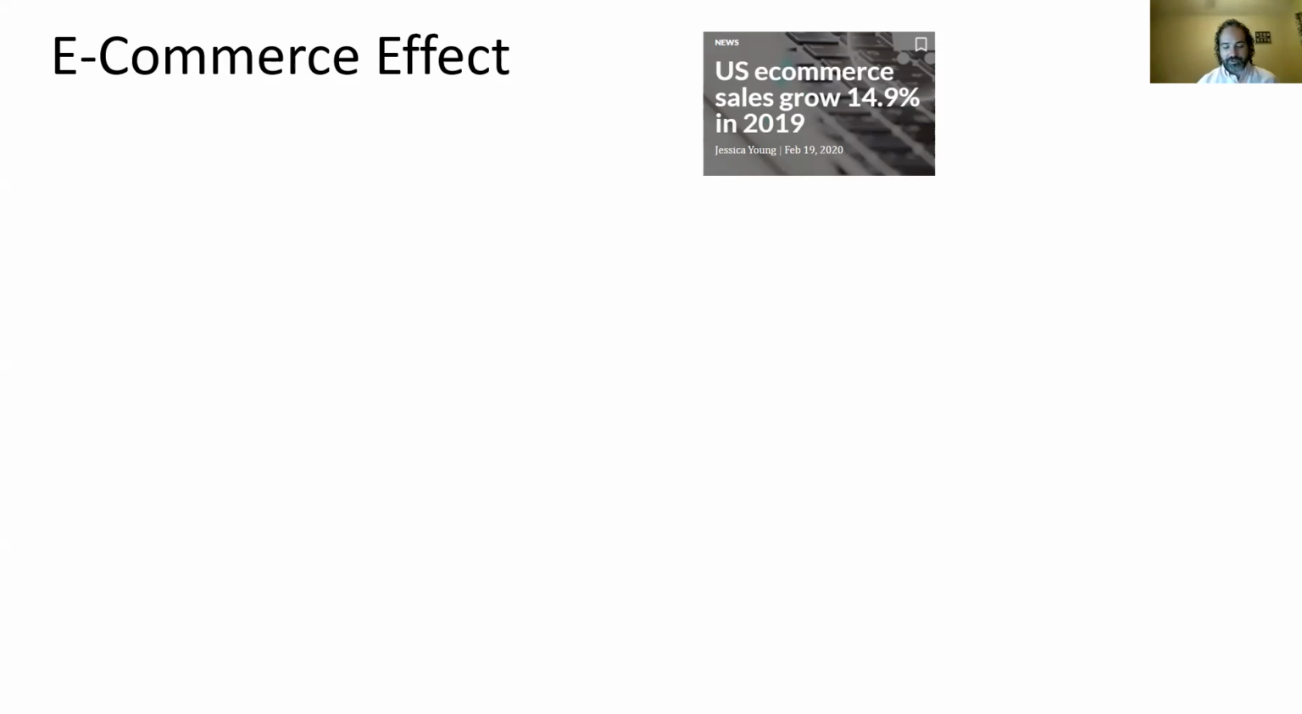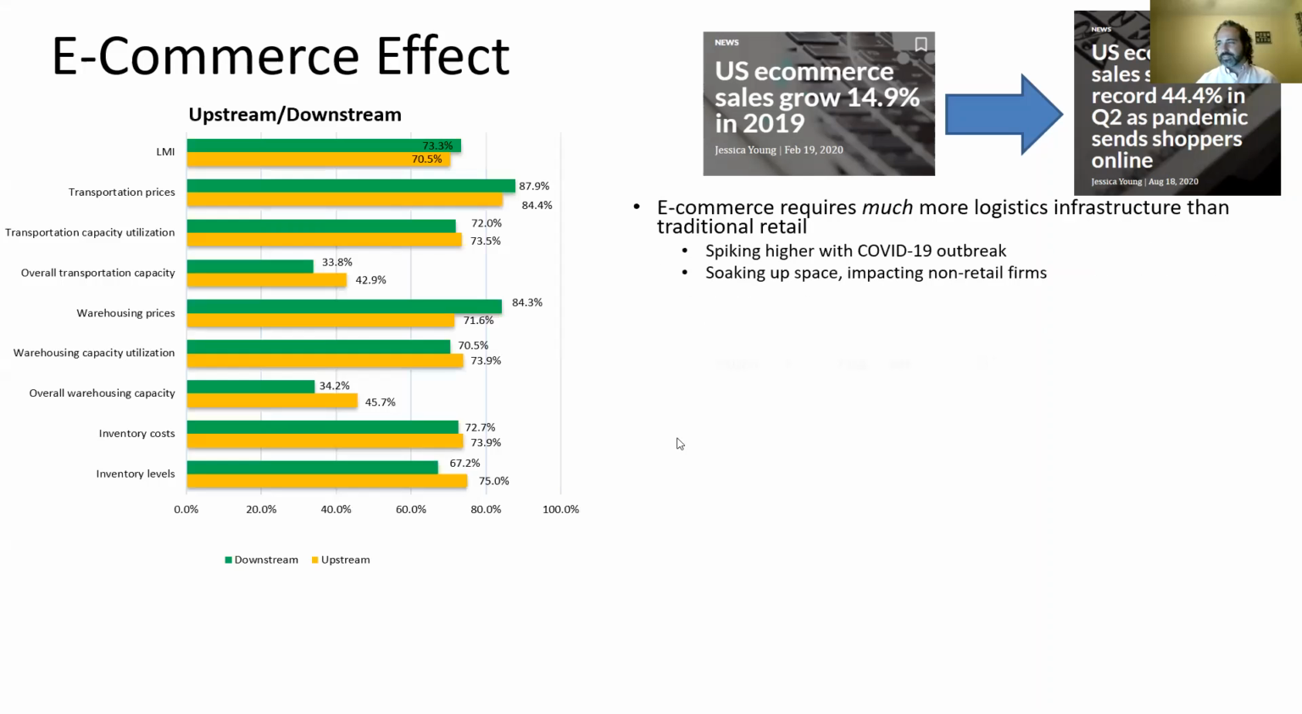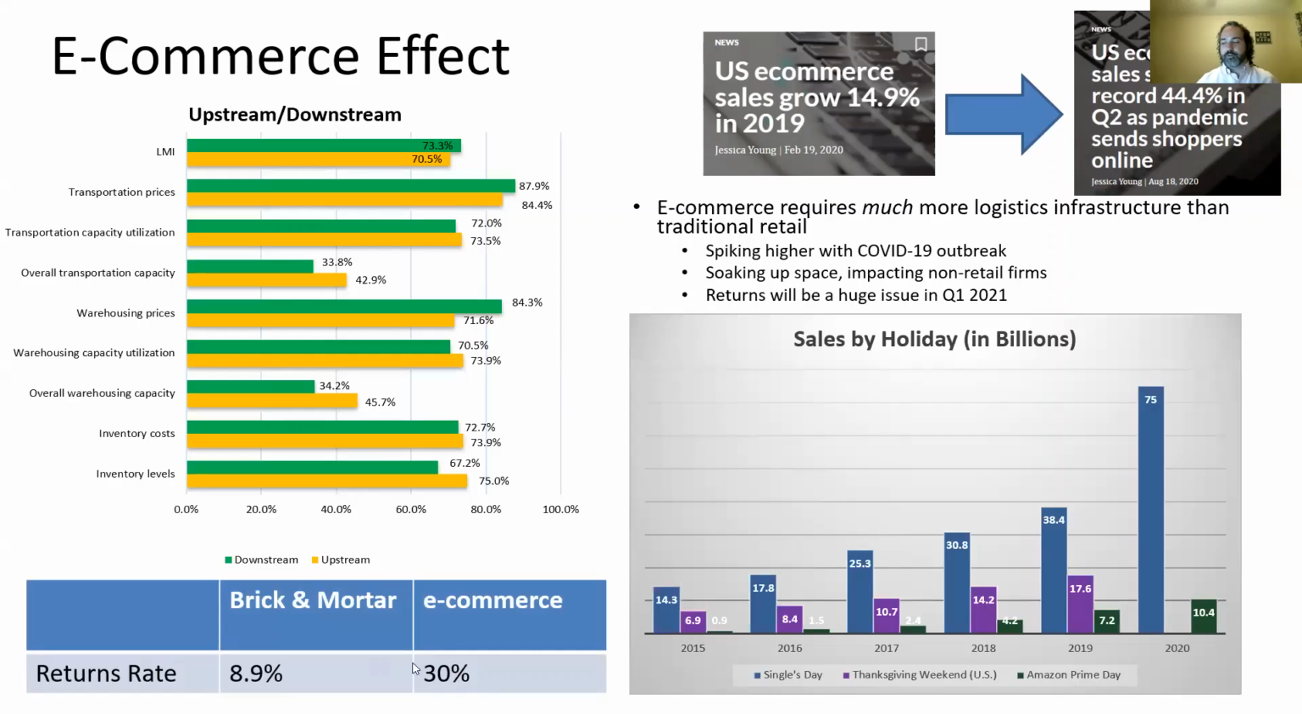So you see, I put on the screen here, this is an article from February. US e-commerce went up 15% in 2019. Well, great. We thought it was going to be about 15% again. And then you look, it's the same reporter, Jessica Young, 6 months later wrote, oh, it went up 44% in the second quarter. And it's going to be closer to 50% probably in Q4. And that's because we can't go to stores anymore, or we can't go to as many stores as we used to. And so we're ordering everything online. And if you look at the return rate, it's about 3 times higher for e-commerce versus brick and mortar.